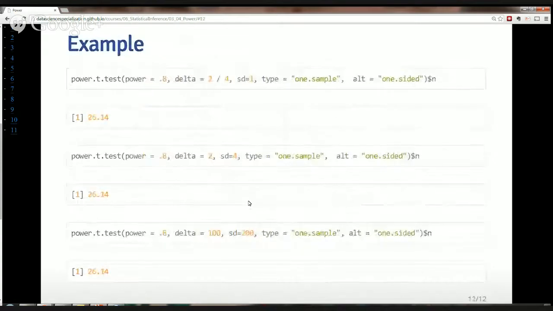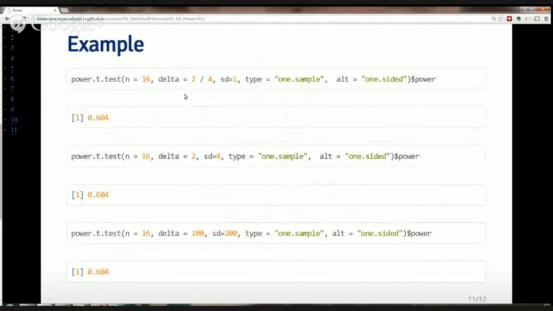Okay. And then in this one, let me just see what the delta equals 2, standard deviation equals 4. At any rate, it does appear to be the same setting, right? Our difference in the means is 2. Our standard deviation is 4. We're doing a one sample test and we're doing one-sided. We have n equals 16 and we get a similar number but not an identical number.